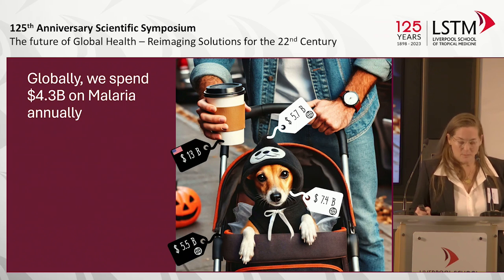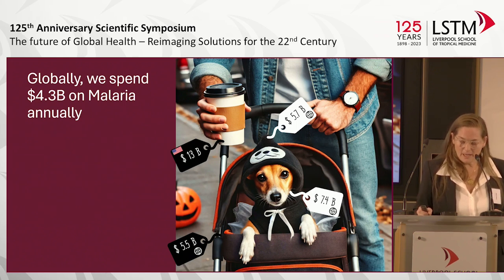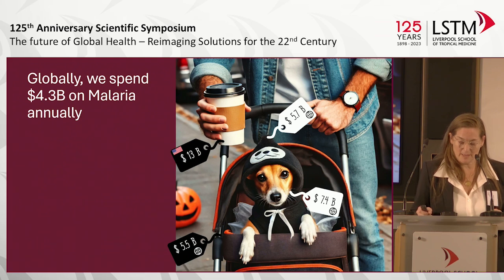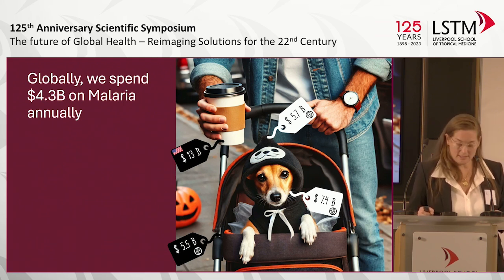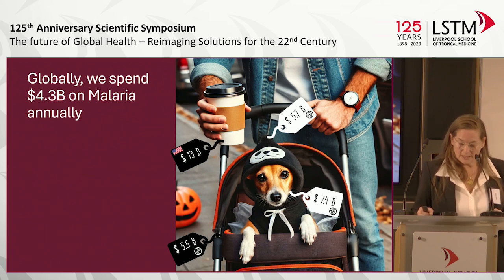And just as a comparison, I thought it would be helpful to point out that over $13 billion are spent on disposable cups every year in the US. Globally, $5.7 billion is spent on pet clothing, $7.4 billion on flea and tick products, and $5.5 billion on folding pet strollers. Really makes you think.